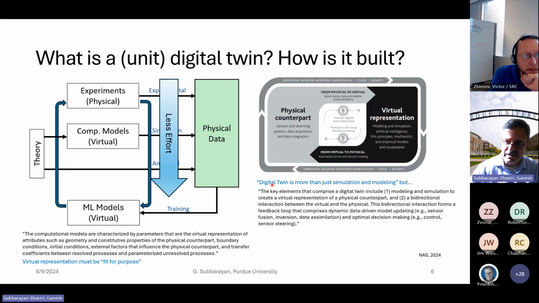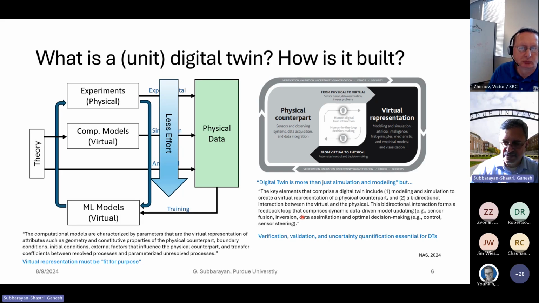And then there is a statement in the document that digital twin is more than just simulation and modeling. And I add a but here because then it goes on to say the key elements that comprise a digital twin include modeling and simulation to create a virtual representation of a physical counterpart and a bidirectional interaction between the virtual and the physical. I think this is the part that they emphasize by saying that it's more than just simulation and modeling. It doesn't mean that modeling and simulation are not important. That is still the number one element of a digital twin. Then this bidirectional interaction forms a feedback loop, etc.